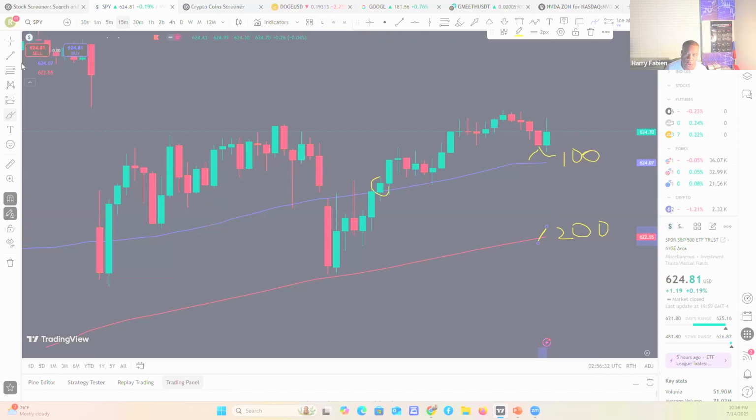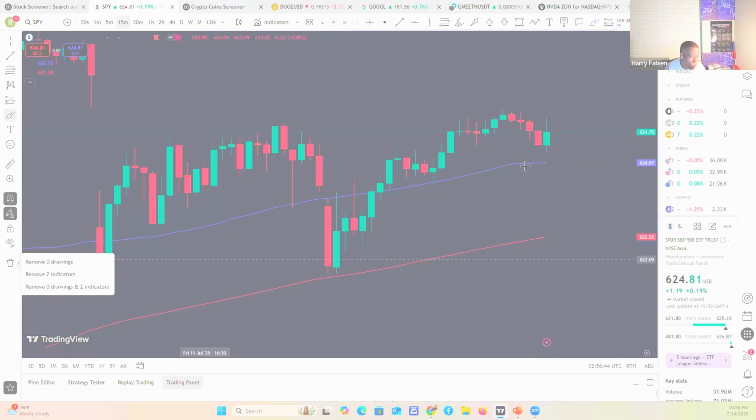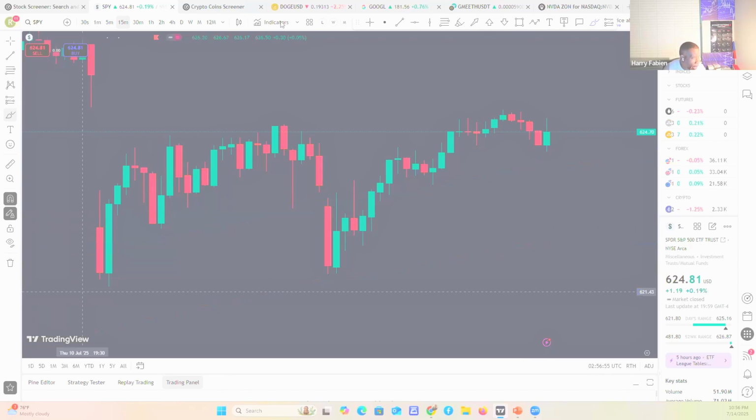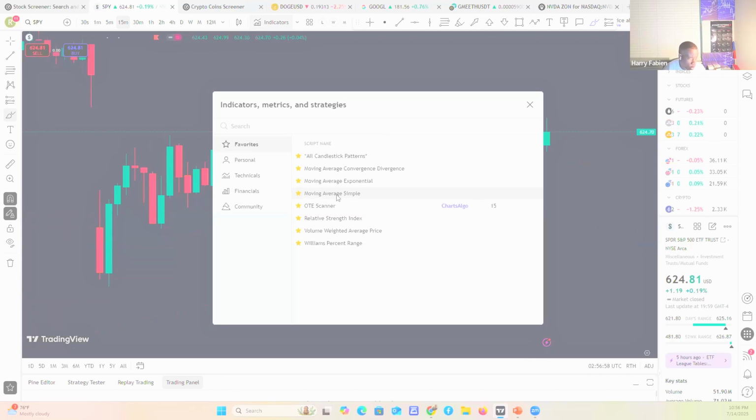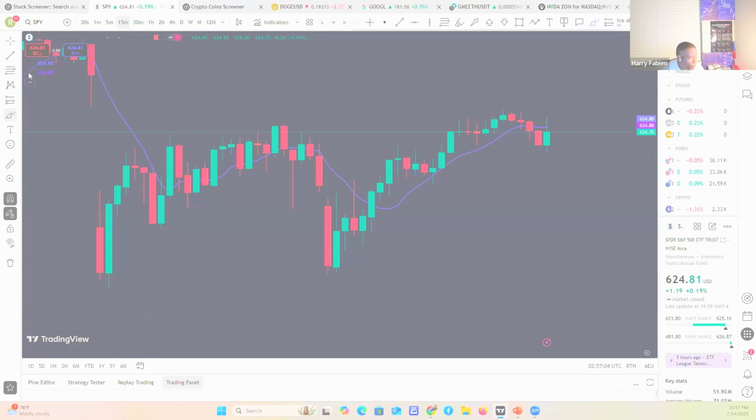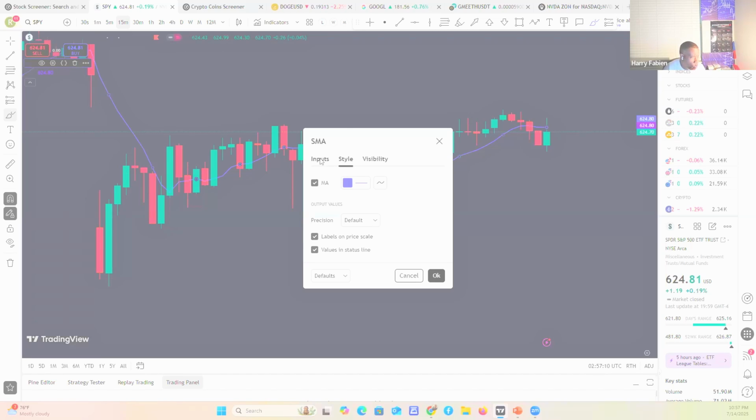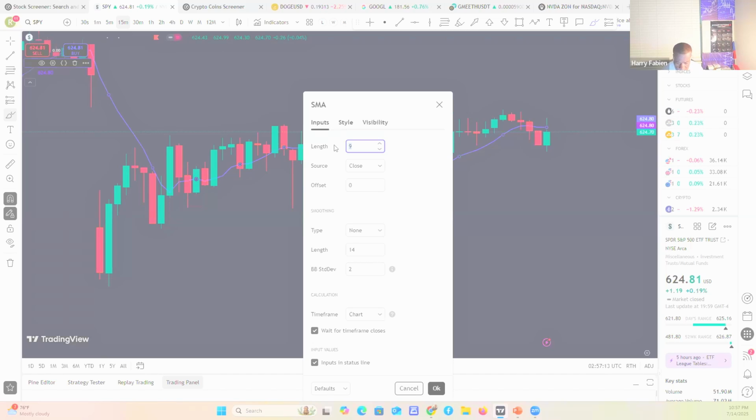If you want to add the 50 and the 150 instead, you can remove these. I'm going to remove them again for you and add the 50 and the 150, because here we have the 100 and the 200. I'm going to add them for you so you can get some practice with both. I go back there, click on this and add. This one is the blue. I will put this one as the 50 moving average.